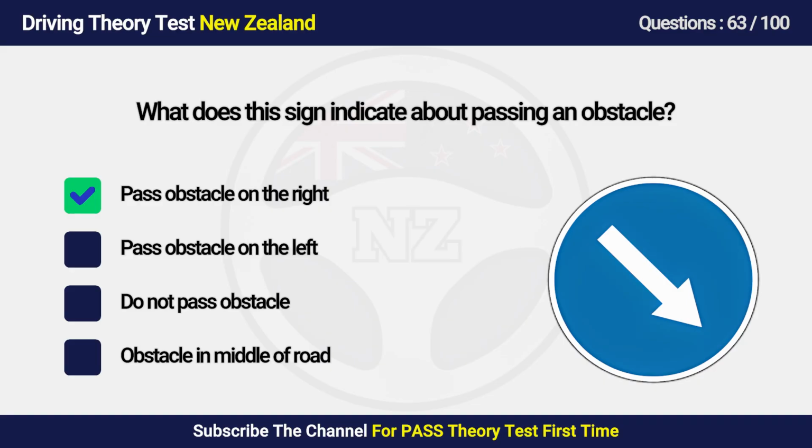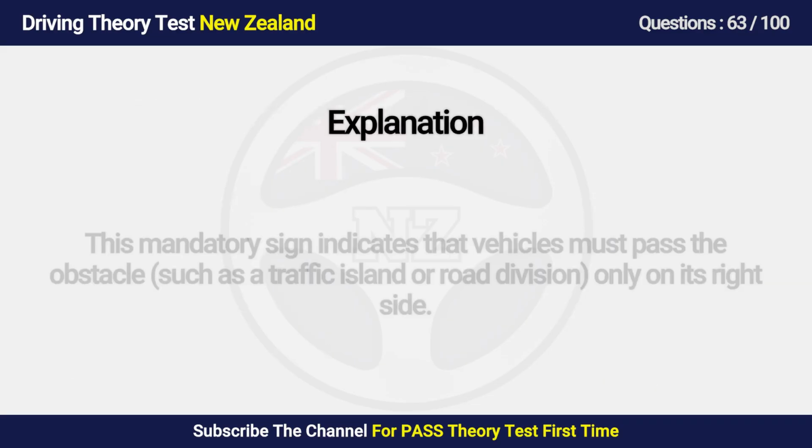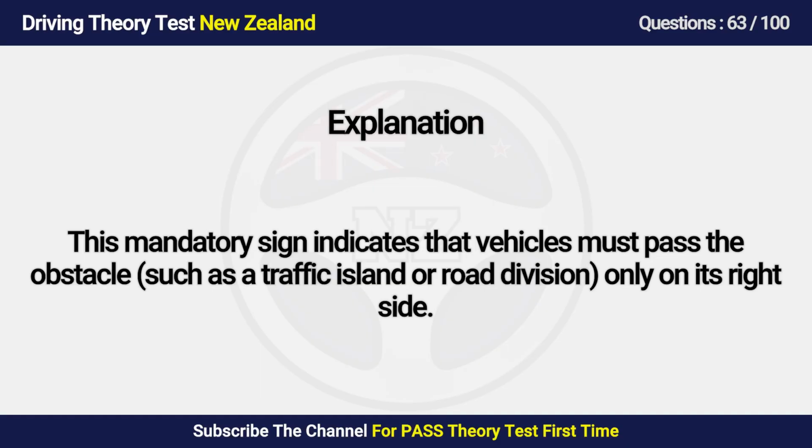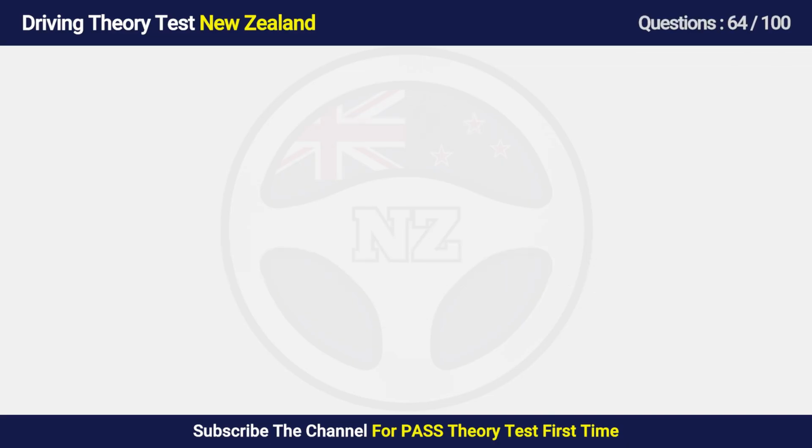Answers is A. Pass obstacle on the right. This mandatory sign indicates that vehicles must pass the obstacle, such as a traffic island or road division, only on its right side.